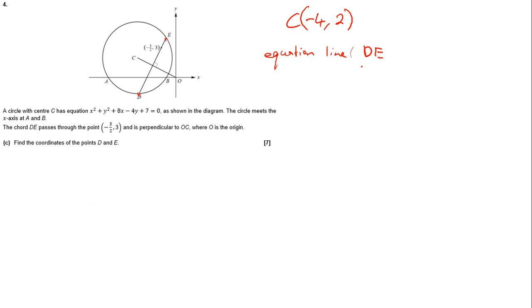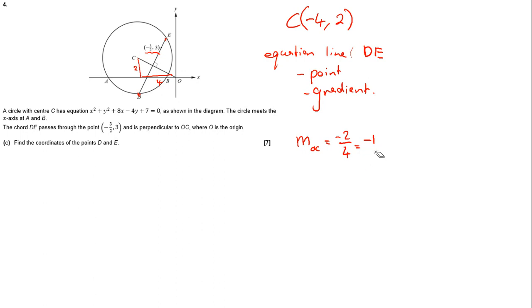So remember, if you need an equation of a line, you need 2 things. You need a point. Luckily, that's already told you, it's right here. And you need a gradient. Now, the gradient we can find. The gradient is perpendicular to OC. So what's the gradient of OC? If you have a look, it goes down 2, across 4. So that means it's just -2/4, which is -1/2.